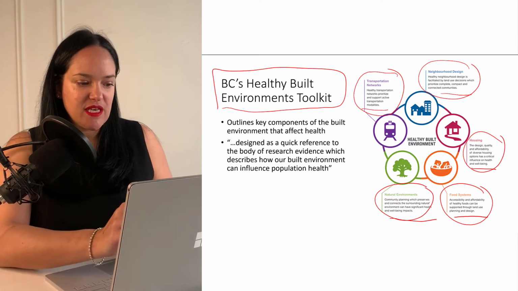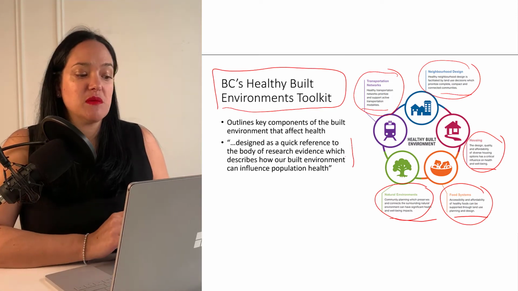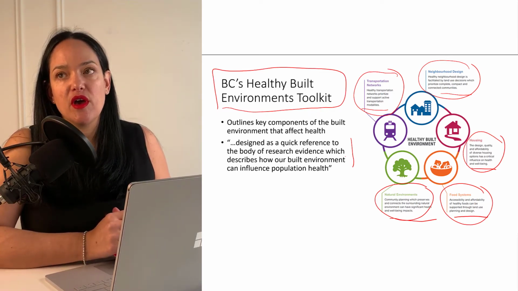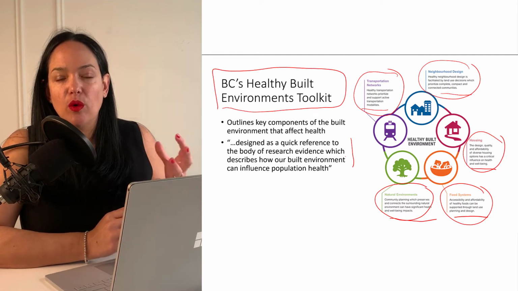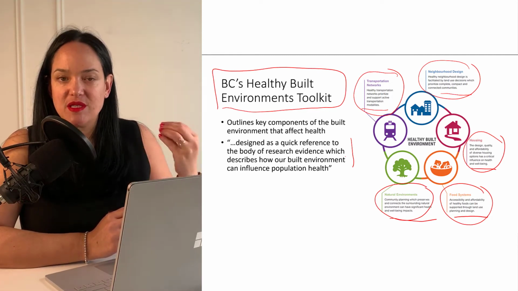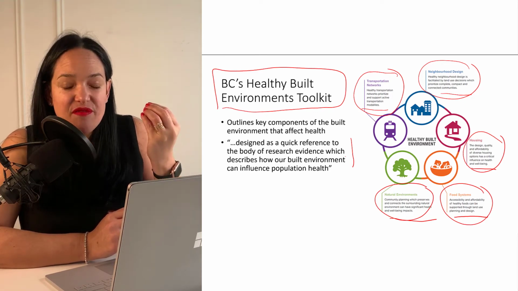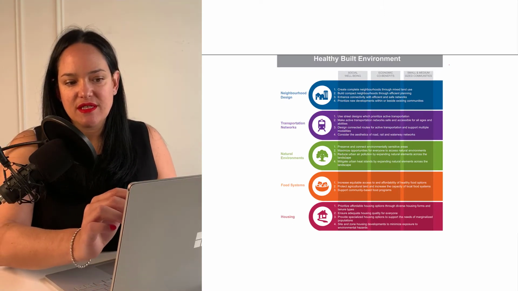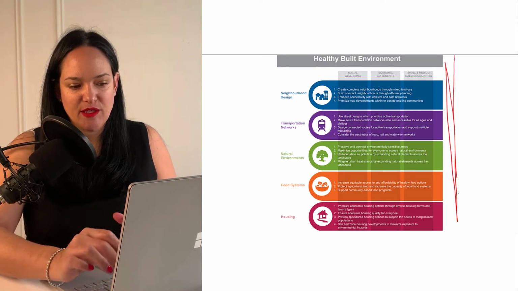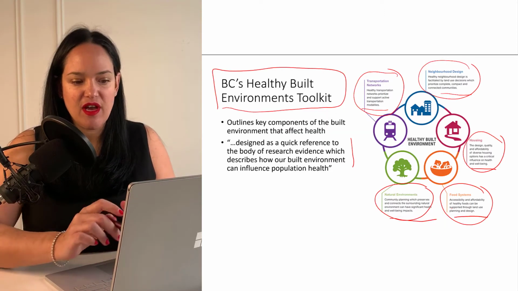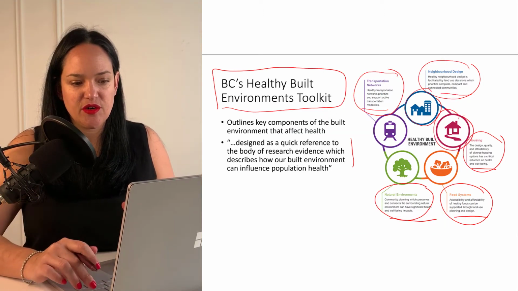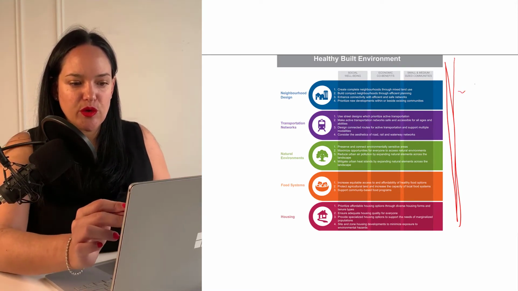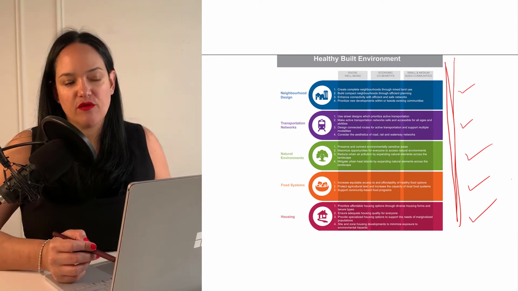Okay, so like it says here, this toolkit is a quick reference to the body of research evidence which describes how our built environment can influence population health. So not only does it talk about what we should do, but what kind of evidence-based specifics can really help us in our environmental planning. This is kind of the framework of that toolkit, and like I said, this just comes off of these 5 areas here. It just organizes it a little bit more specifically, and in each of these different modules we are going to look at one of these different components.